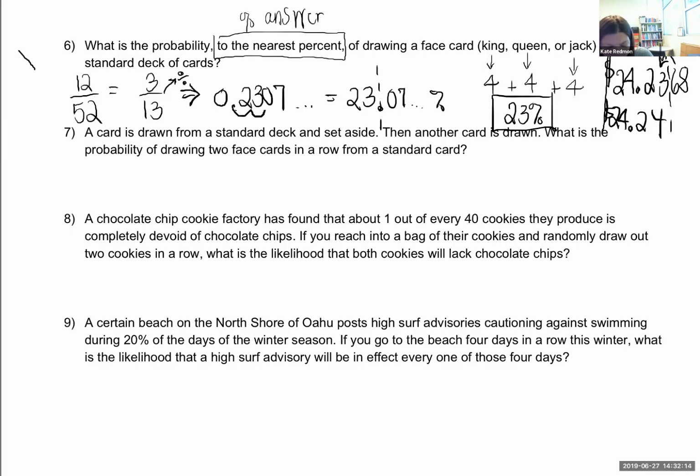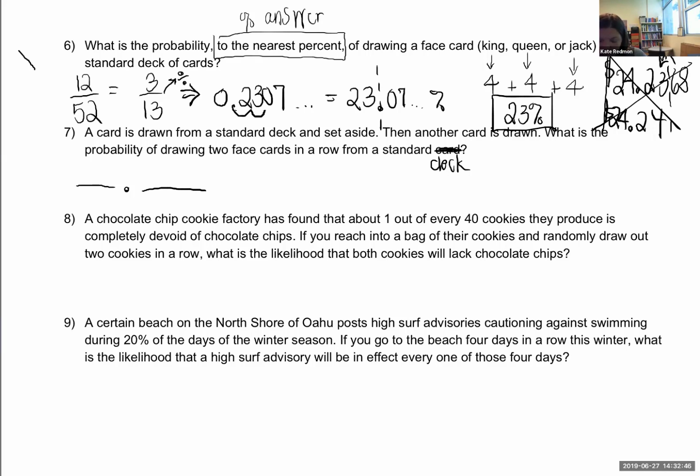Number 7 says a card is drawn from a standard deck and set aside. Then another card is drawn. What is the probability of drawing 2 face cards in a row from a, can you guys fix a typo? I meant to say from a standard deck. Okay, so now we have 2 events happening, don't we? Yes. First we draw a card, then we draw another card. Now I'm looking for the probability that we draw 2 face cards in a row from a standard deck.